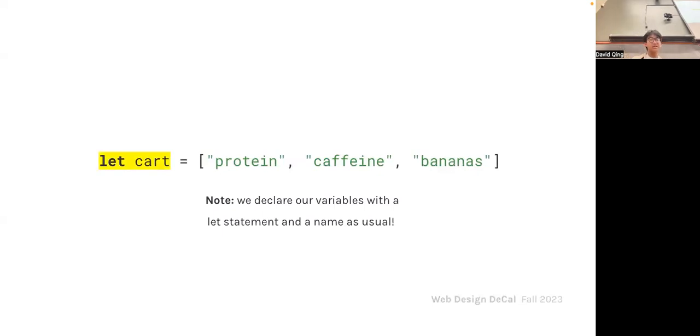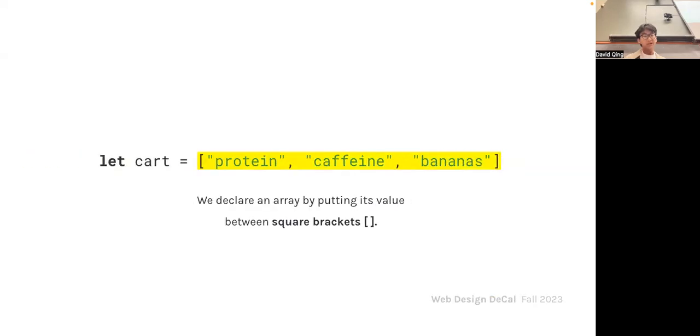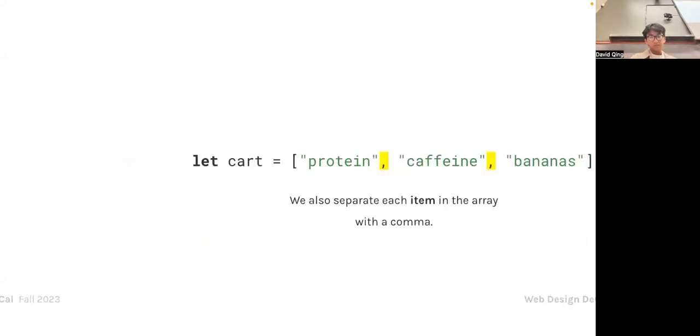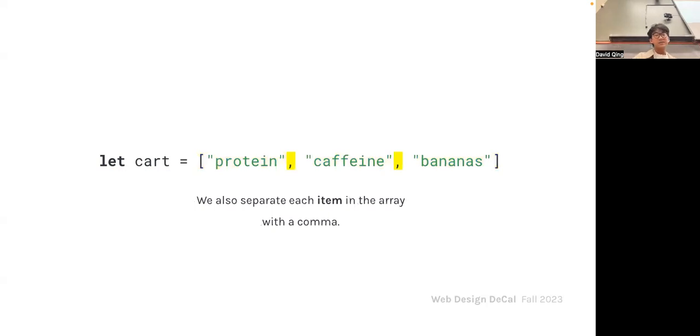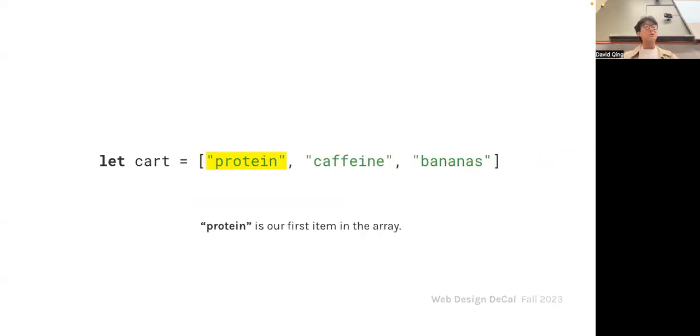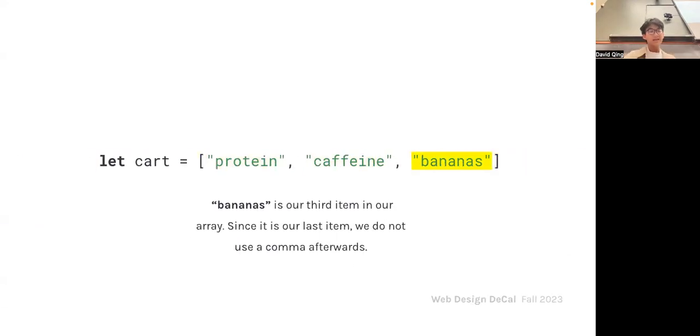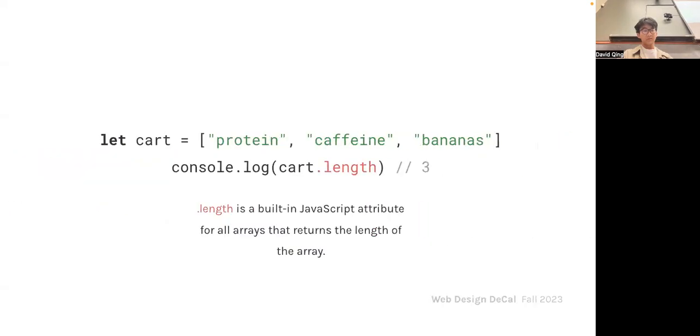And so we declare our variables exactly the same as we have been. We just use let and then whatever word we want to call it. The only difference is that we declare the array by putting its values inside of square brackets. And then we separate each of the items inside by a comma. So protein is our first element here, caffeine is our second element, and bananas is our third element. And because it's our last item, we don't have to put a comma afterwards.